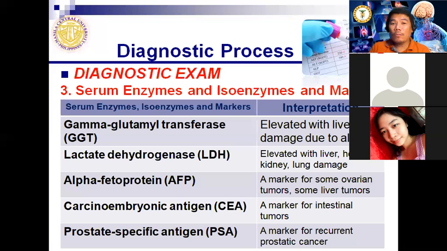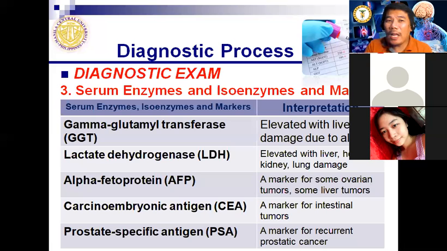Next, how about lactate dehydrogenase? If there is damage in the liver, the heart, kidneys, and lungs, lactate dehydrogenase is the one that compensates to prevent further damage. So that's why it is elevated. So that's why, again, this could be used in the liver, this could be used in the heart, and this could be used in the lungs also.